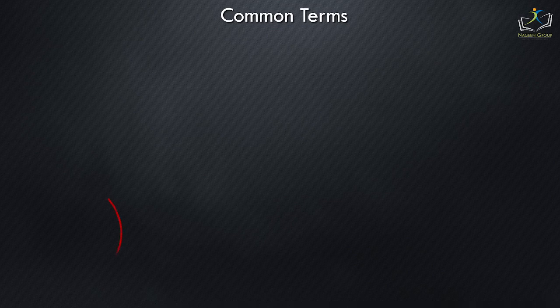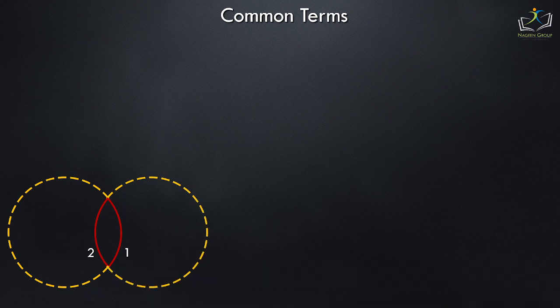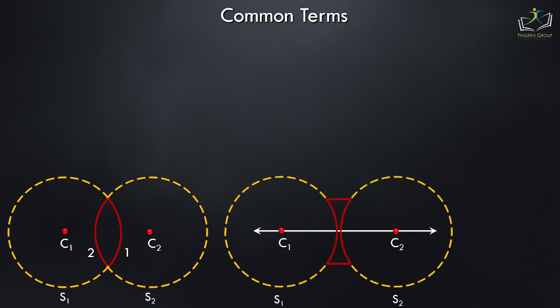What are the common terms here? Let's understand. We have a lens here with two surfaces, 1 and 2. Complete this sphere, and another one also a sphere. So this is S1, the other one S2. These are the centers of the spheres. This is C1, another one with center C2. Here we are taking these two reflecting surfaces like this.